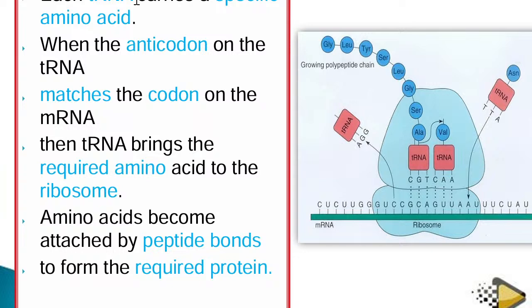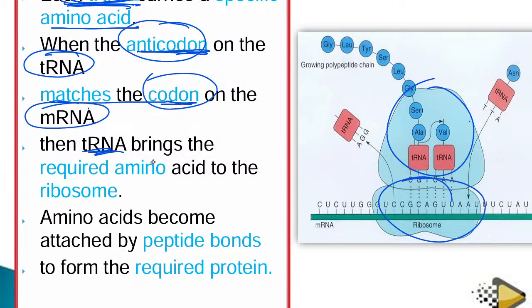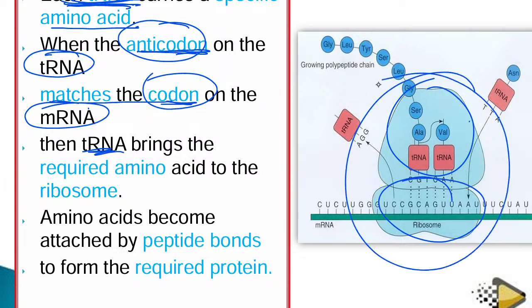Each transfer RNA carries a specific amino acid. When the anticodon on the tRNA matches with the codon, you see that anticodons are found on tRNA, while codons are found on the messenger RNA. The moment they match together, the transfer RNA will bring this amino acid to this structure which you call the ribosome. Sometimes we just draw a simple circle, sometimes two circles, because the ribosome has the major subunit and the minor subunit.